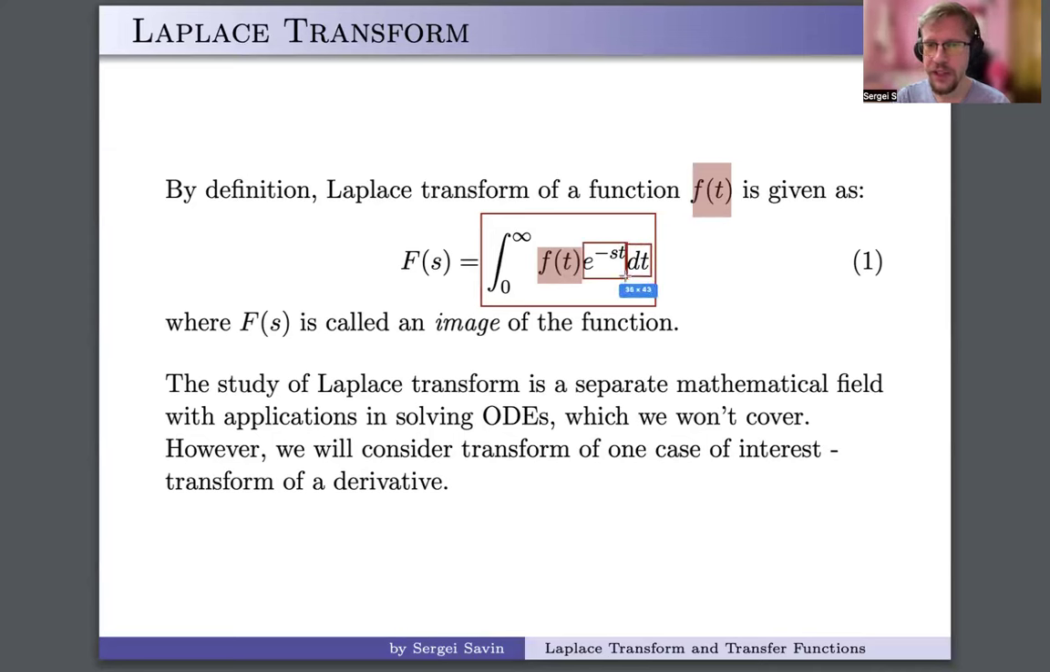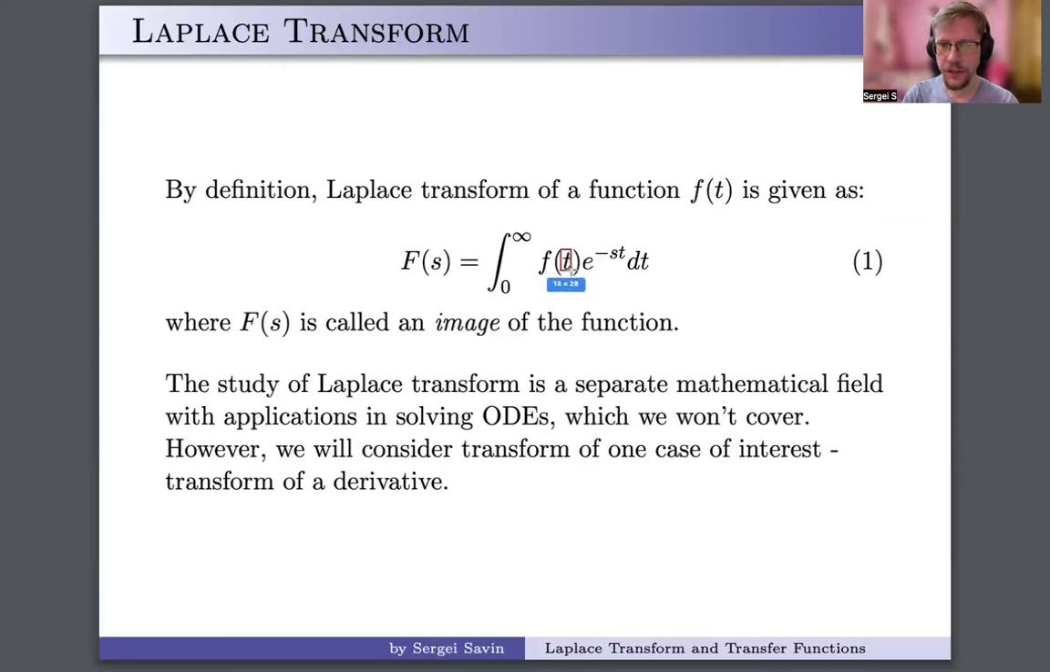The integral is taken over time, right? So from 0 to infinity over time. And this free variable s remains after you're done with the Laplace transform. It becomes your new variable. Time, as you can easily notice, will disappear, right? Time is an integration variable. After you're done integrating, you substitute zero, you substitute infinity, you find the difference. And the time is gone. You no longer have time after you're done with Laplace transform. Instead, you have a new variable s.